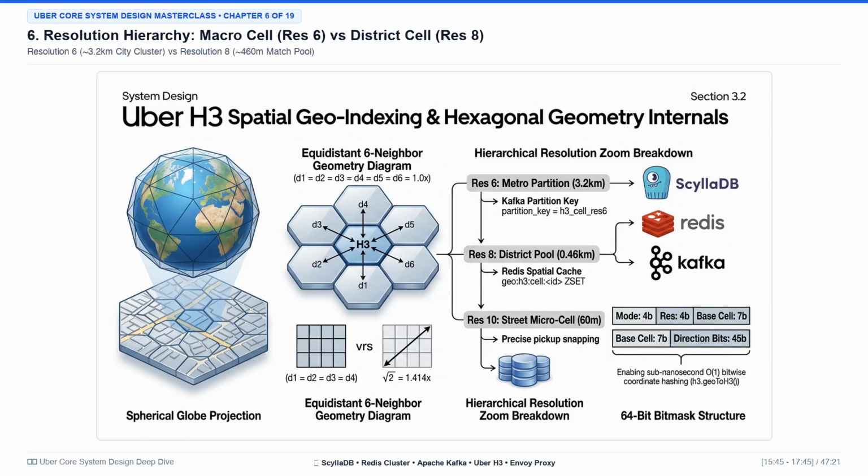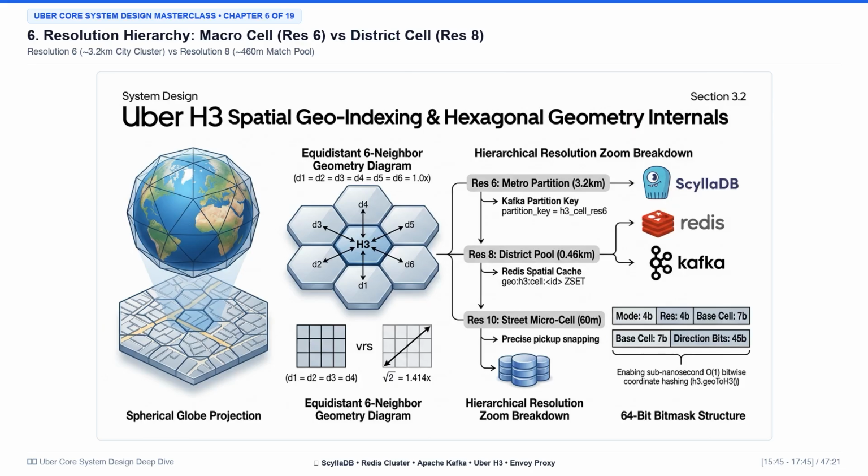Then we have Resolution 8. The architecture calls this the district match pool. Right. And this hexagon has a much smaller radius of about 460 meters, less than half a kilometer. And what does this one do? Resolution 8 is used strictly for storing the active drivers in the Redis spatial cache. Redis is an incredibly fast in-memory database where the actual matchmaking algorithm runs.